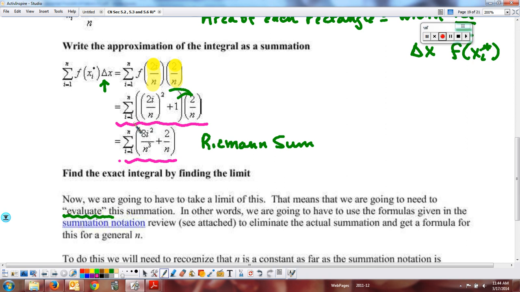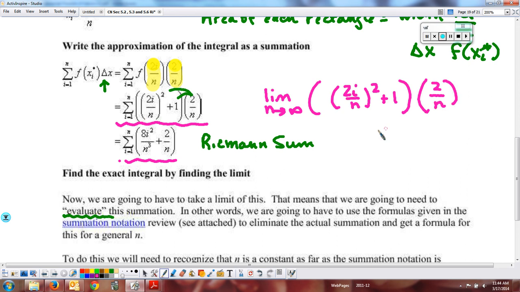And you have to recognize that this really is the area under the curve, or the definite integral, as soon as they add in the limit as n goes to infinity of 2i over n squared plus 1 times 2 over n. Given this plus some information, you should recognize that this is f of x sub i star, and that this is your delta x, and that I need to have a summation in there. Let me add that in.